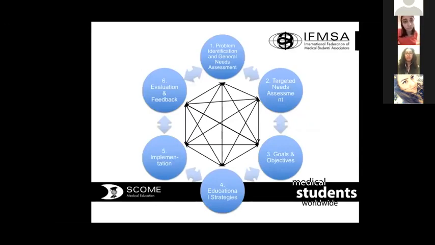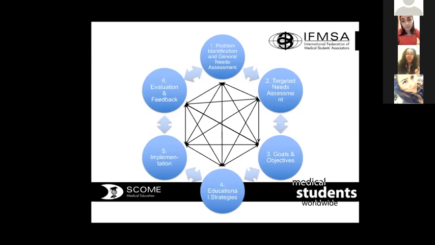Okay, so in this chart, as you can see, there are six steps that we can follow in order to address a certain problem identified in our medical school. The first one is problem identification and general needs assessment. We have to identify what the problem is, why we are lacking this, what we are missing, what the problem is with our curriculum, what the problem in our medical school is that we have to address.